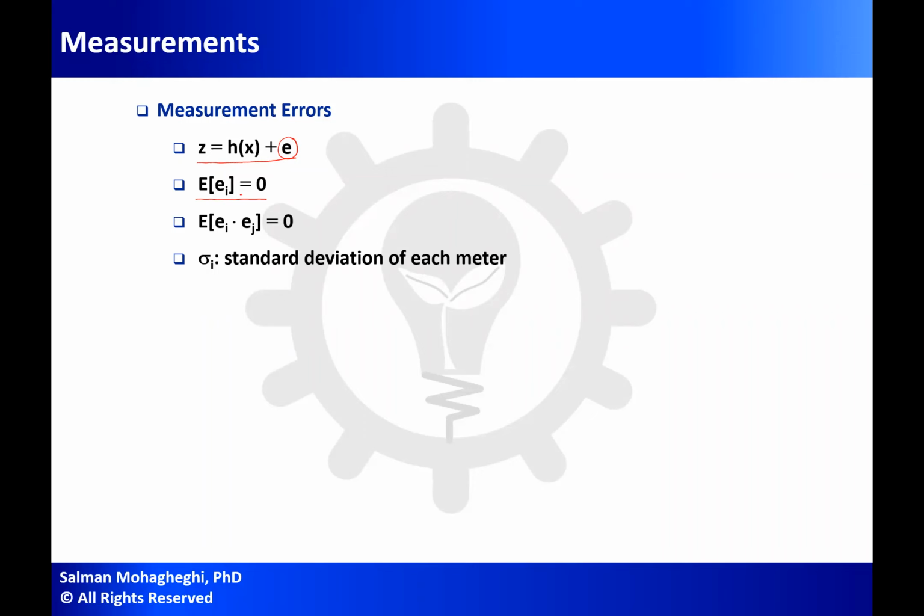In addition, I assume that the errors of different meters are not correlated with one another. For example, the fact that meter number 5 has a positive error of so much does not tell me anything about the error of meter number 1 or meter number 10 or whatever. And again, mathematically, I model this as expected value of the errors of different pairs of meters would be 0, which means that they are not correlated.